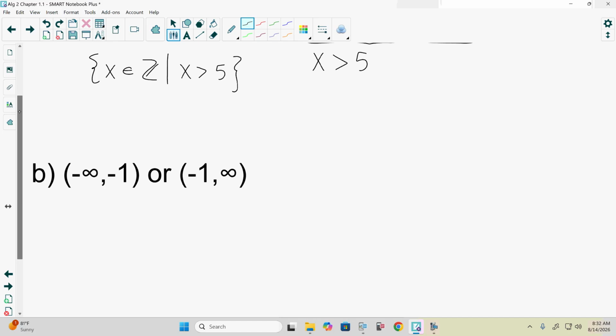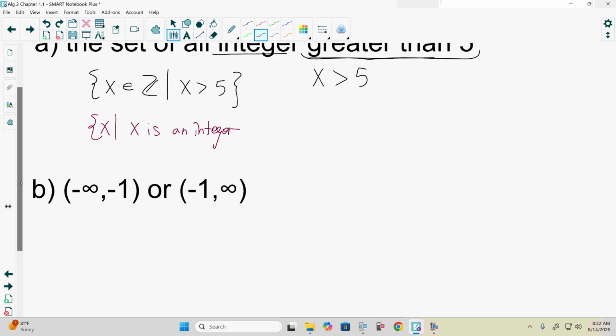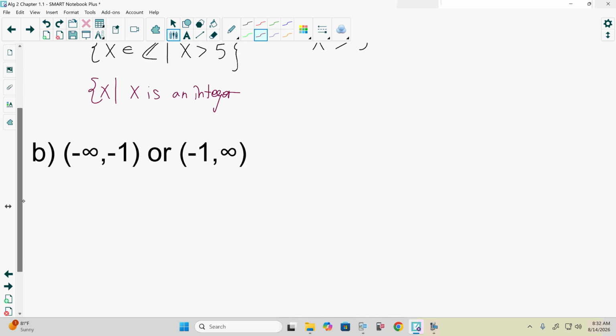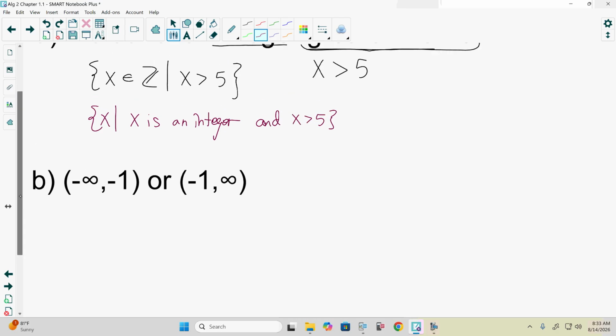Now, I will say this isn't the only way we could write it, especially the textbook. You don't have to write this down. The textbook is going to have us do brace x bar. It's going to be the set of all real numbers every single time. Then it's going to come in and we're going to say x is an integer, and x is greater than 5. I don't know about y'all, I like the first way better. Because if I'm writing x as an integer all the way out, we might as well have left it as a sentence.